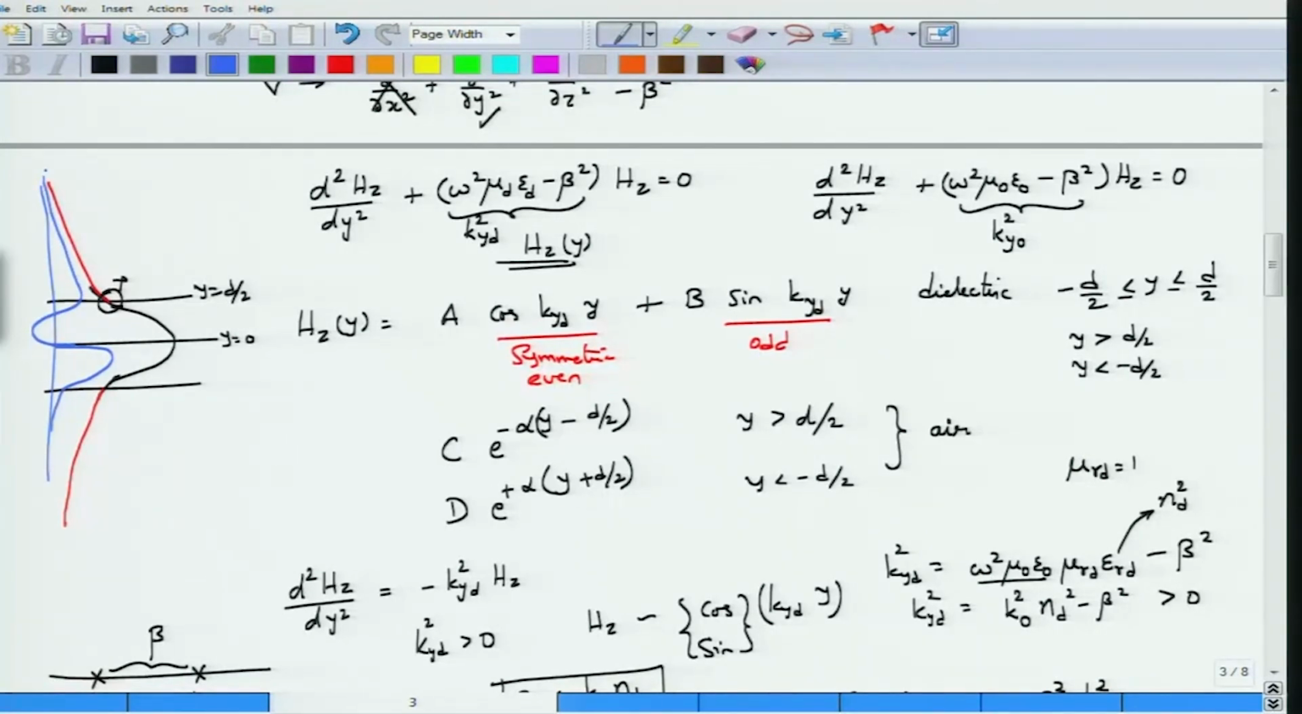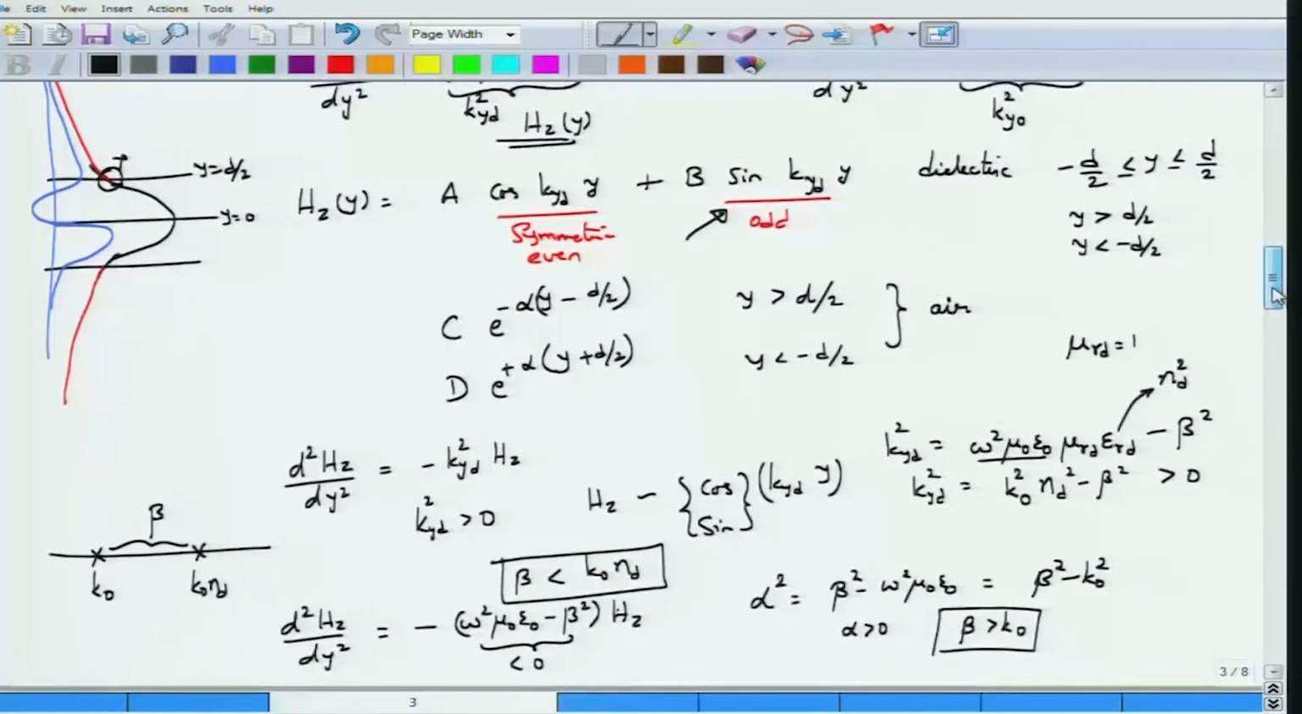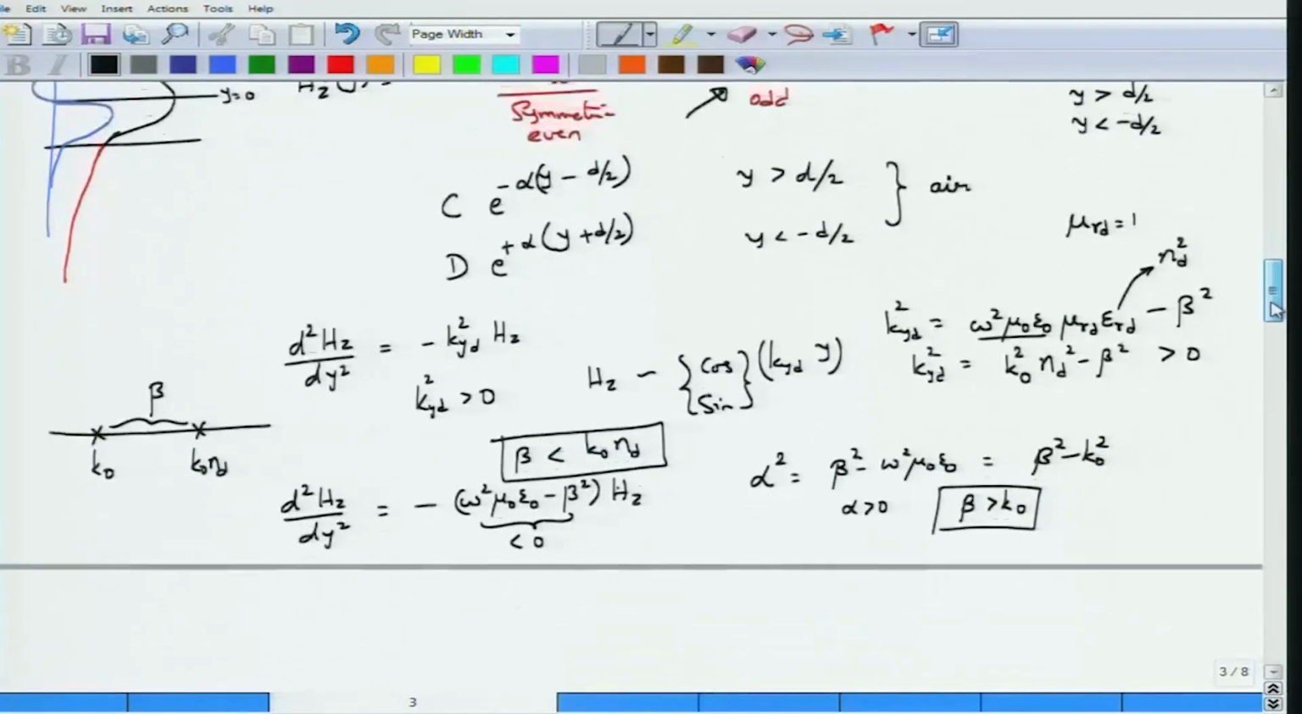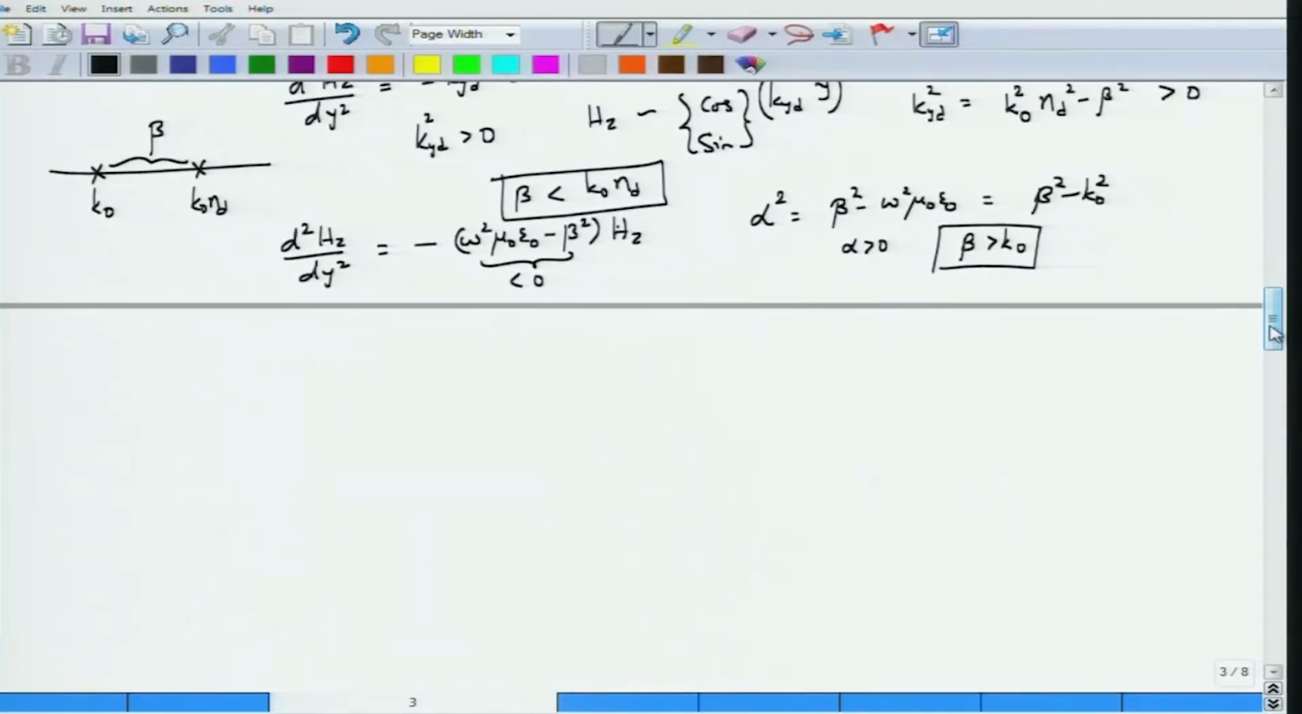So this is how the sine waves should look, and they are odd in the sense that at the y equal to 0 plane they carry opposite signs, whereas the cos will have the same sign, and therefore that would look like a symmetric or even waveform. So let us look at odd waveforms first, which means that my solution inside the dielectric will be of the form of sine. So I can write down Hz of y for the odd TE case. I will leave the even TE case as an exercise for you.